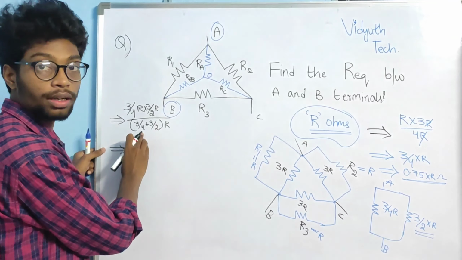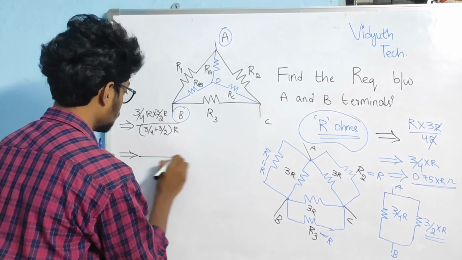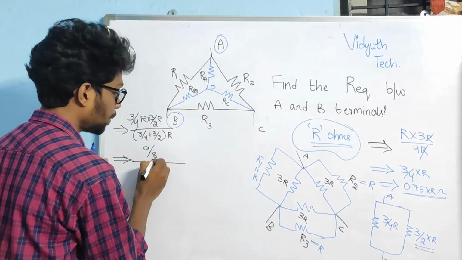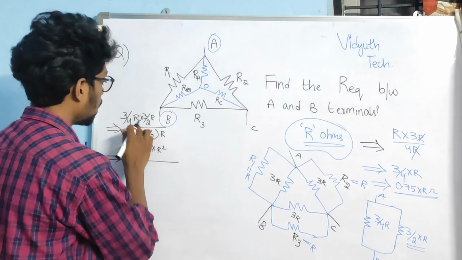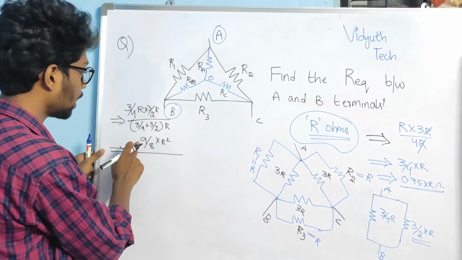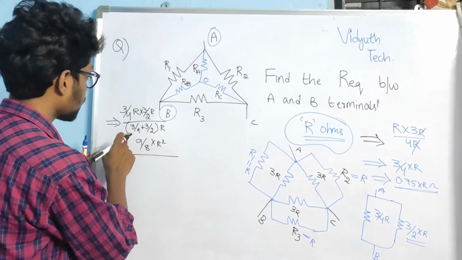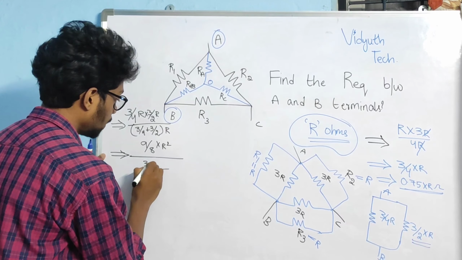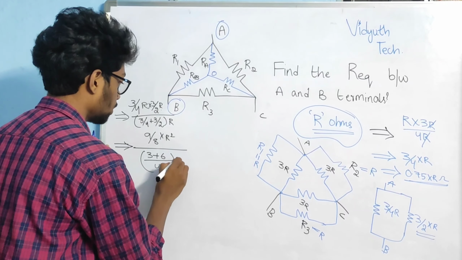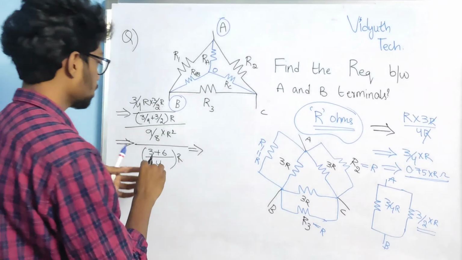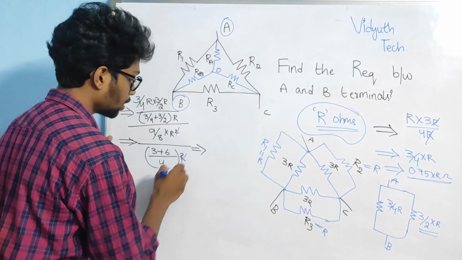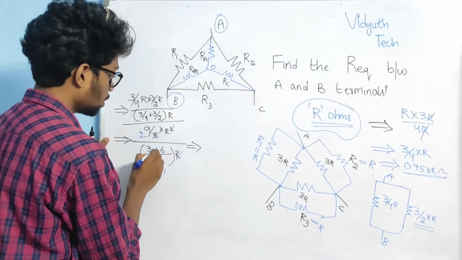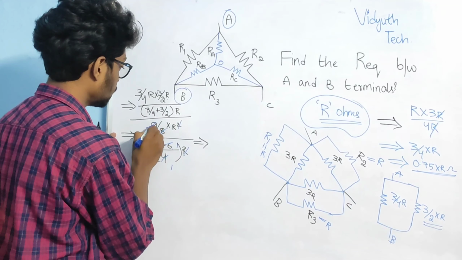We know for 2, 4 the LCM we will get is 4. 3 by 4 times of R into 3 by 2 times of R, that is 9 by 8 times of R square. R into R, R square, 3 into 3, 9, 2 into 4 equal to 8. For 2, 4 we get LCM of 4, so 3 plus 6 into R. I am cancelling R square with R. 3 plus 6 we will get 9.